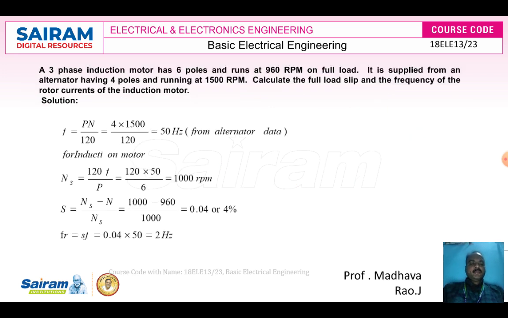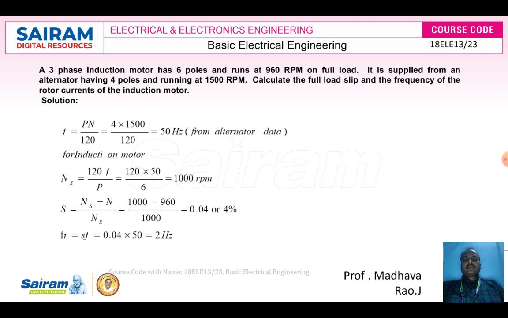this is the most important problem. The question is: a three-phase induction motor has 6 poles and runs at 960 rpm on full load. It is supplied from an alternator having 4 poles and running at 1500 rpm. Calculate the full load slip and the frequency of the rotor currents of the induction motor. So what you have to find out is S and Fr.